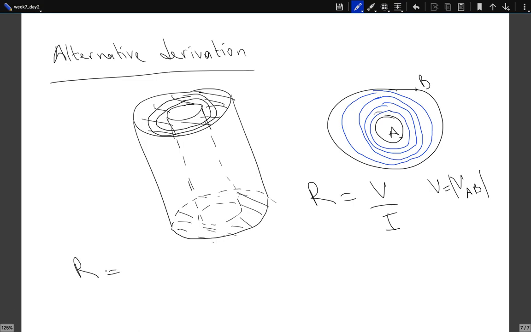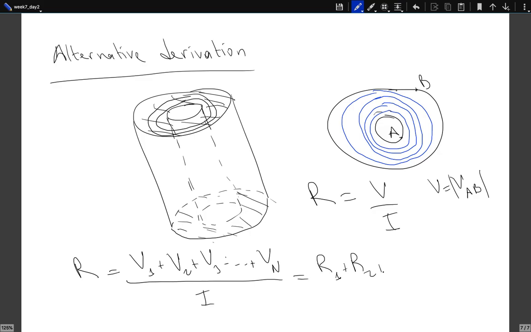So the total resistance will be V1, let's say V2, V3, or I don't know how many rings you have, but the current running through each one of those very thin shells will be basically the same. The current running is I. So this will be R1 plus R2 plus Rn.